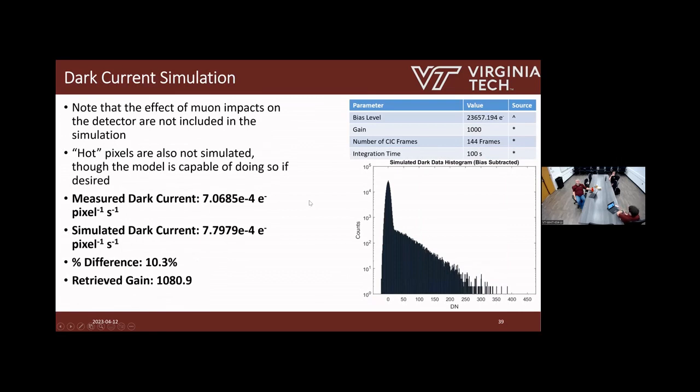And we can repeat this process for the dark curve and see that we're able to again pull out similar values. 7.06 times 10 to the negative fourth was measured, and we retrieved from our simulation about 7.8 times 10 to the negative fourth. And again, a retrieved gain of about 1080 versus our specified 1000.